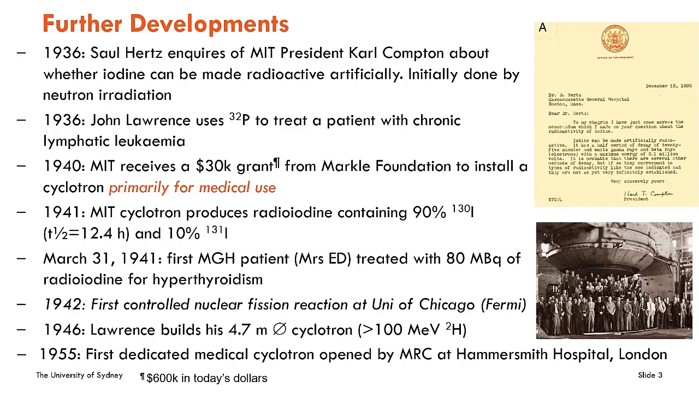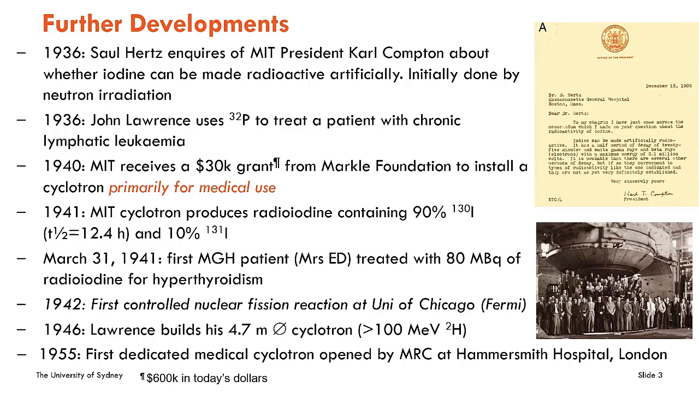In 1941, MIT uses their cyclotron to produce a radioiodine consisting of 90% iodine-130 and roughly 10% I-131. And in the same year, the first Massachusetts General Hospital patient was treated with 80 megabecquerels of radioiodine for hypothyroidism by Saul Hertz. The following year, 1942, Enrico Fermi undertook the first controlled nuclear fission reaction under the squash courts at the University of Chicago.